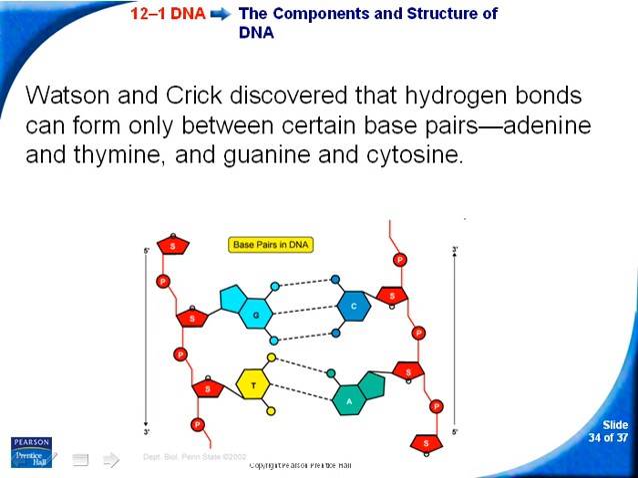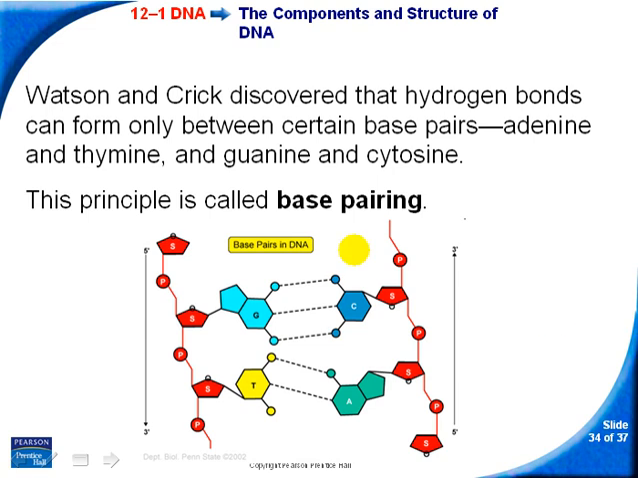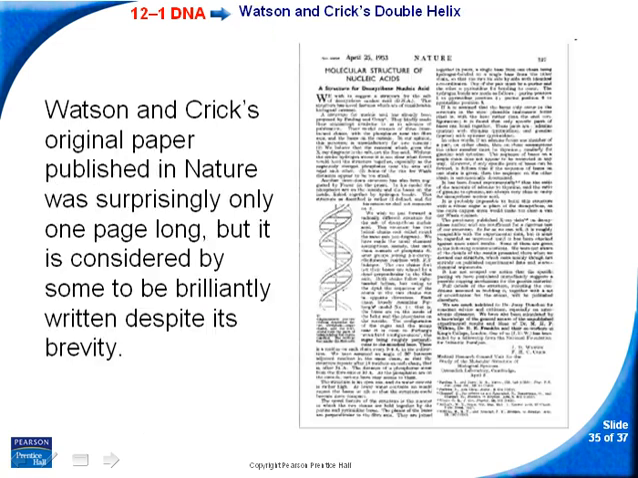So they discovered that the base pairs, because cytosine and guanine could form base pairs, but they can't form base pairs with the other 2 bases. Cytosine always bonds to guanine. We call this principle base pairing.